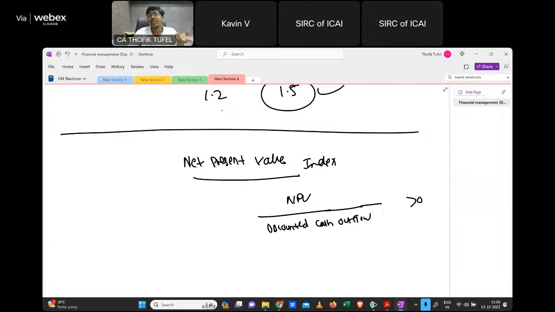Why? Because if NPV is negative, this will become negative, and if NPV is positive, then this will become more than 0. Correct, so this is net present value index. In one such examination this question was asked and many students made a mistake. They directly put the net present value. So if net present value index comes, you should know it is NPV divided by discounted cash outflow. Or they can also use the word net profitability index. That was profitability index, and this is net profitability index.